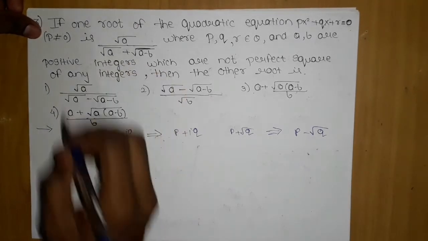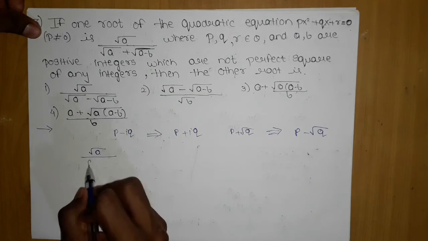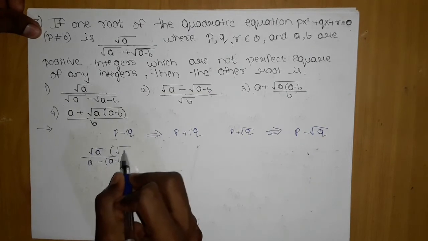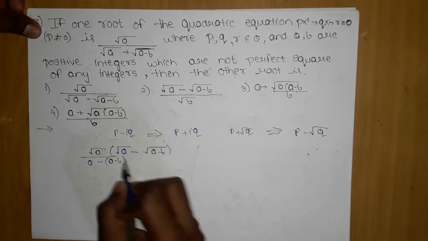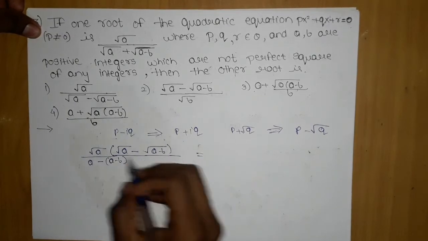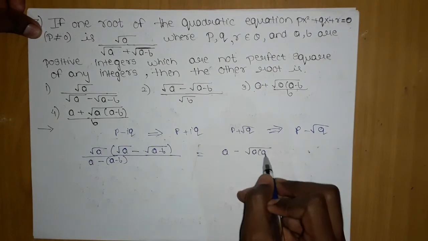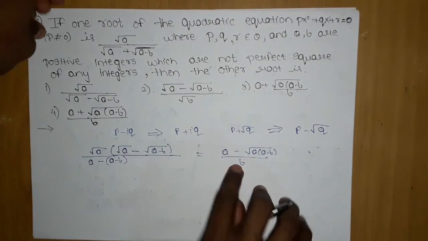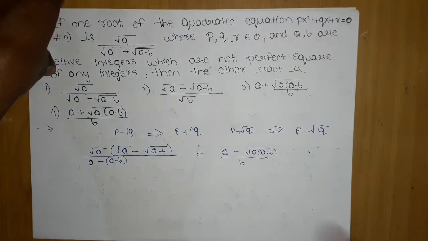Now if I rationalize this, I will get a minus under root a into a minus b upon b. I got this. Now let's see, if I multiply it, I will get a plus under root a into a minus b upon b. This is this root after rationalizing, and if I change the sign to plus, we will get the other root.